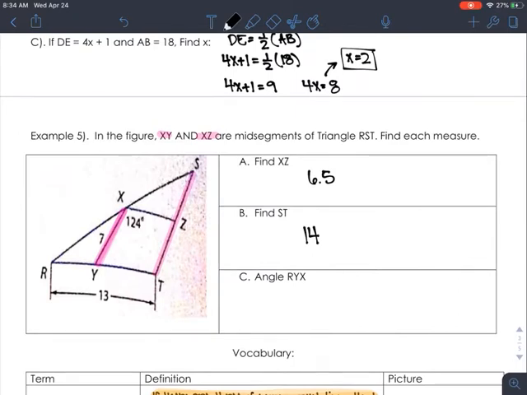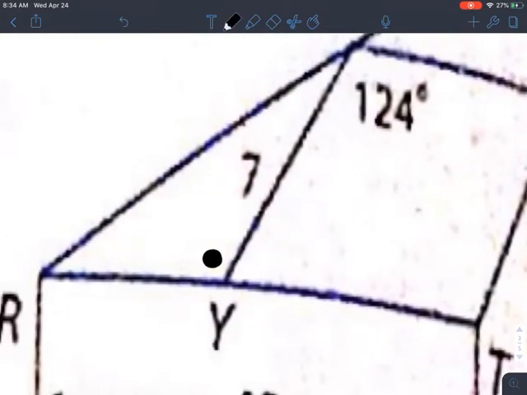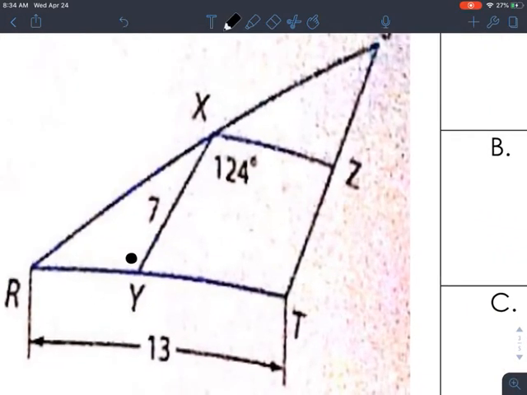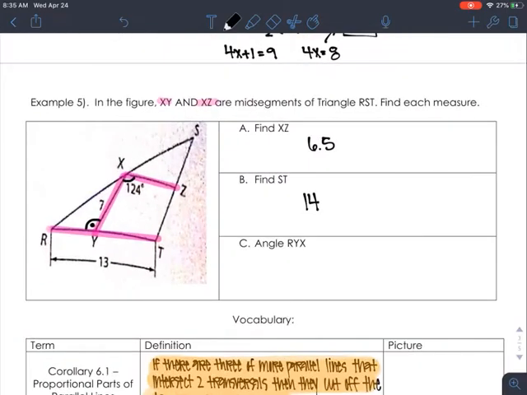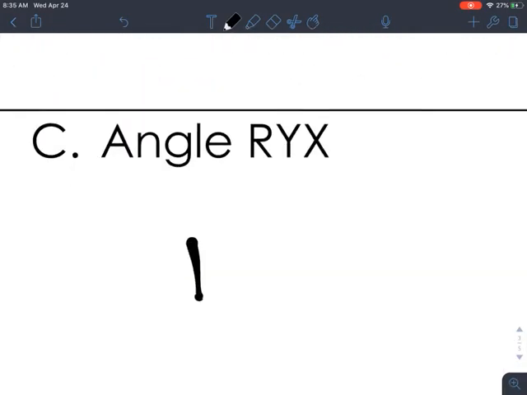Okay? All right, now our last one is talking about the angle of RYX. So this is what we're looking for right here, that angle, okay? And this is based off of the fact that we have these two mid-segments right here, okay? And this mid-segment is parallel to this base. And so when we think about parallel, we should think of our special angle types, because this segment right here is a transversal to those two parallel lines. And so if you look at this angle 124, that is an alternate interior angle to that angle RYX. So the measure of RYX has to be 124.